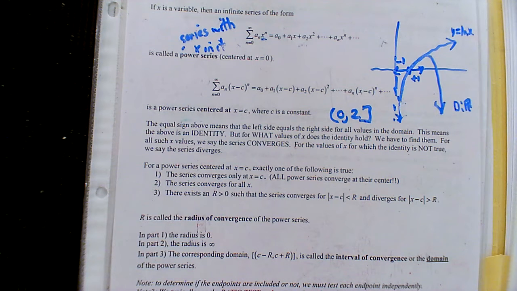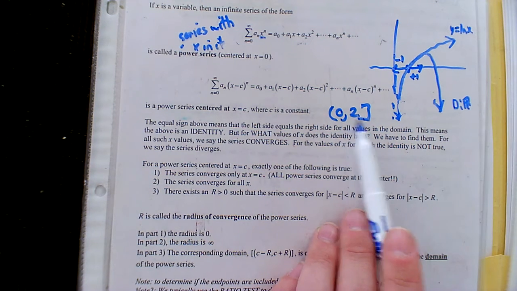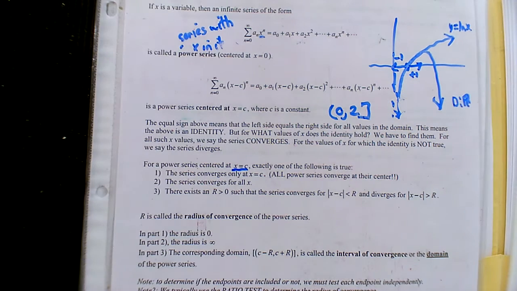But for what values of x does the identity hold? We have to find them. For all such x values, we say the series converges. For the values of x for which the identity is not true, we say the series diverges. So in terms of this problem that I kind of just made up here, we would say it converges from 0 to 2, but outside of that range, anything would diverge. All right, so furthermore, for a power series centered at x equals c, exactly one of the following is true.